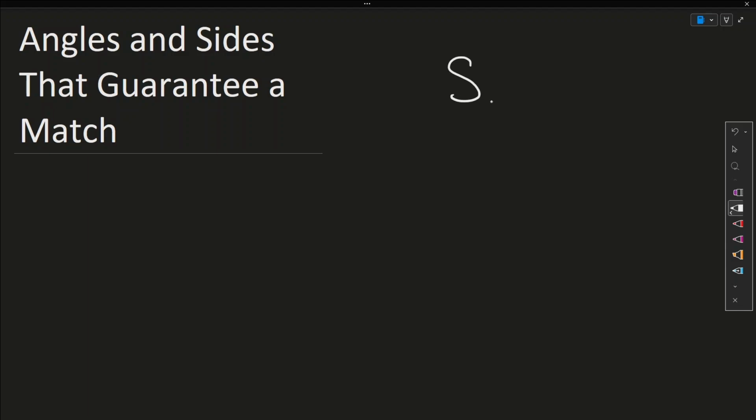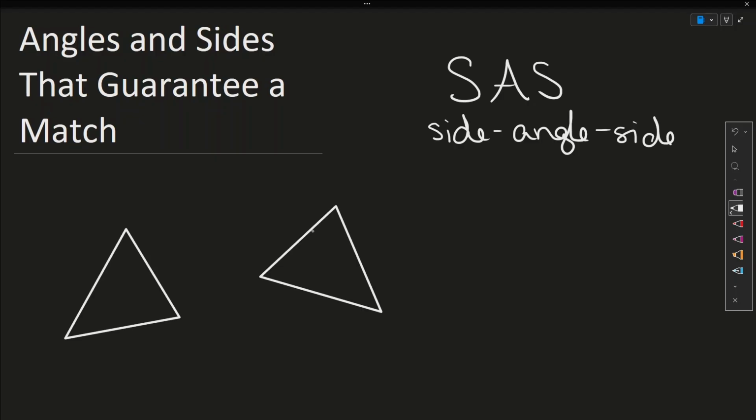Now, let's move to SAS. Side, angle, side. This one says that if two sides and the angle between them are congruent, then the triangles are congruent. Again, the between them part is important. Let's look at an example.